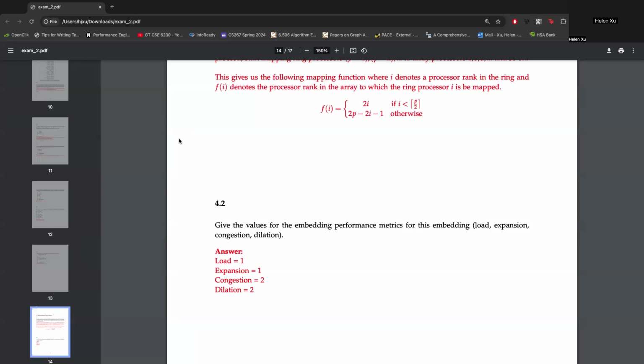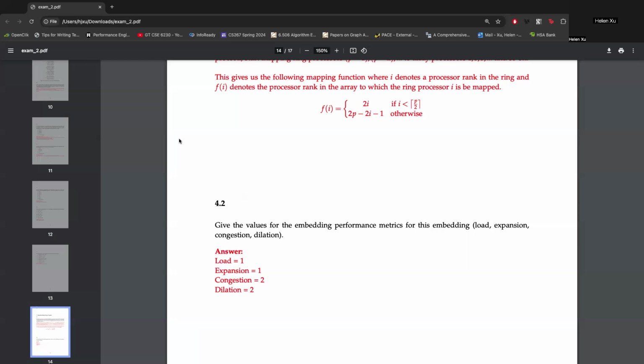So congestion is, for one edge in the source topology, how many edges overlap in the destination topology. So here, for example, there is no congestion in the original implementation between 1 and 2, 2 and 3, 3 and 4. Previously 3 to 2 and 3 to 4 had no conflicts with each other. But now 3 to 2 and 3 to 4 are overlapping in this edge.